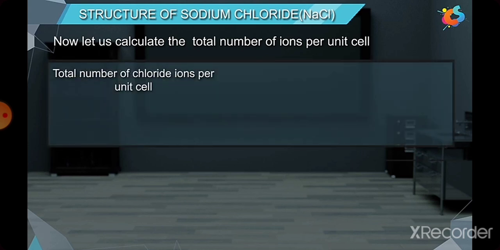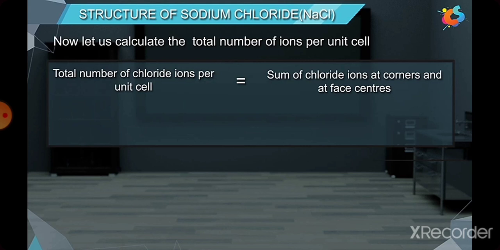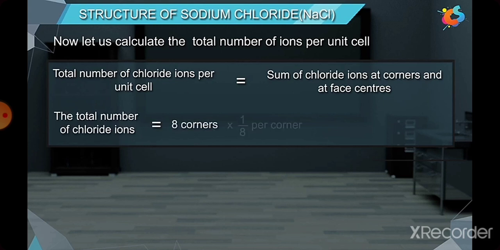Total number of chloride ions per unit cell is equal to the sum of chloride ions at corners and at face centers. The total number of chloride ions is equal to 8 corners into 1 by 8 per corner plus 6 faces into 1 by 2 per face, which is equal to 4.